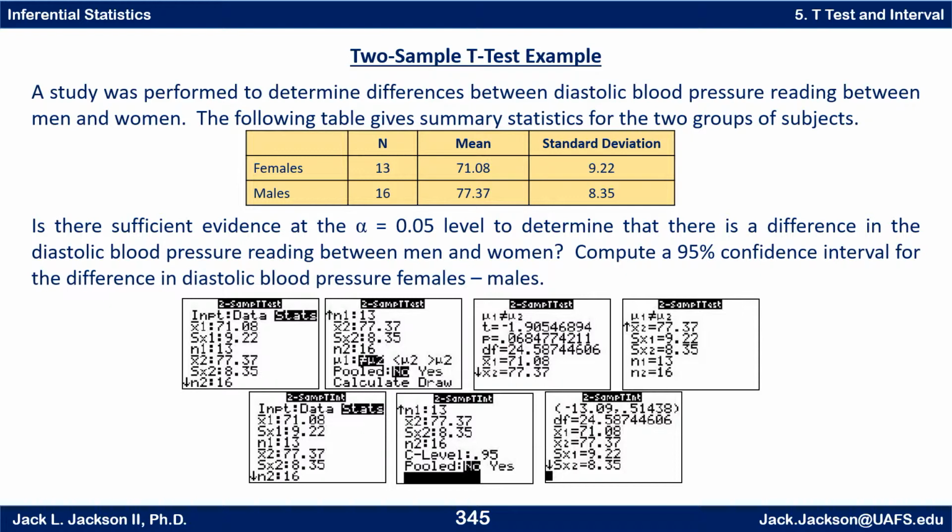Compare that to alpha of 0.05. In this case, that is larger than alpha, so there is not enough evidence to reject the null hypothesis. So look what's going to happen here.